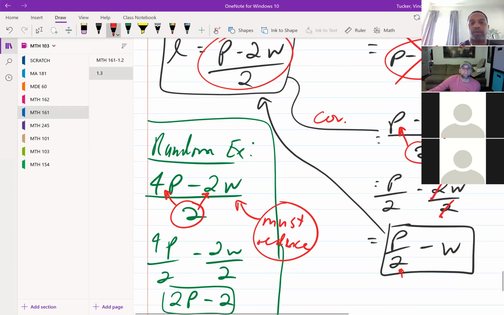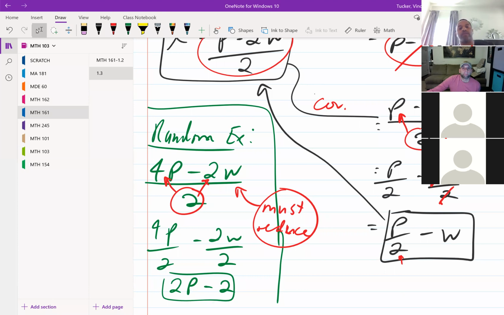So something like this, you must reduce. Once again, that problem originally, P minus 2W over 2, you did not have to reduce that because 2 could not divide in that P evenly. But if 2 can go into the terms like 4P and 2W, then you are expected to go to that next step. Yes, sir. So why wouldn't that be W? Did I leave something? Oh yeah, thank you. I made a mistake. Should be a W right here. Okay, sorry. Yep, that was my fault.